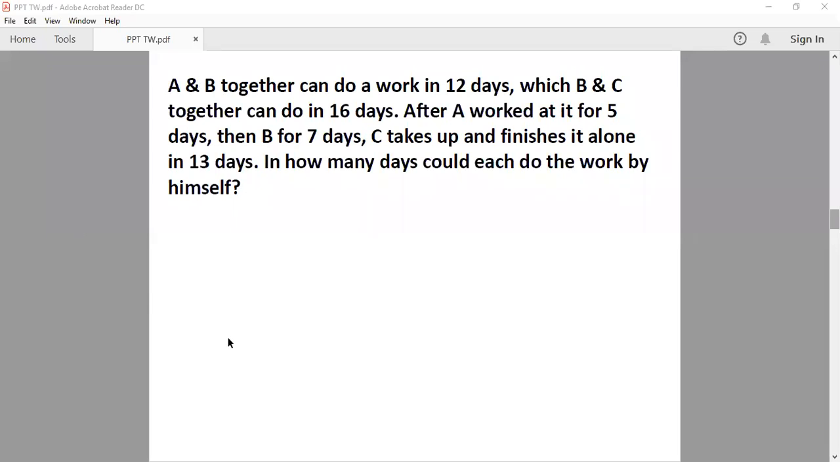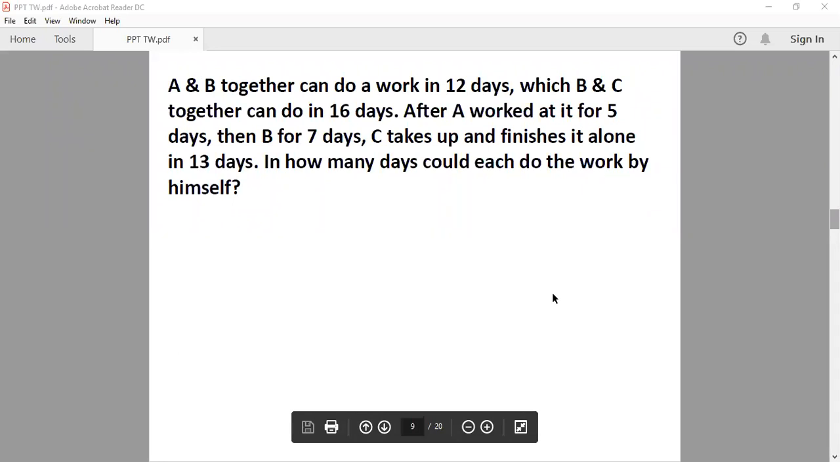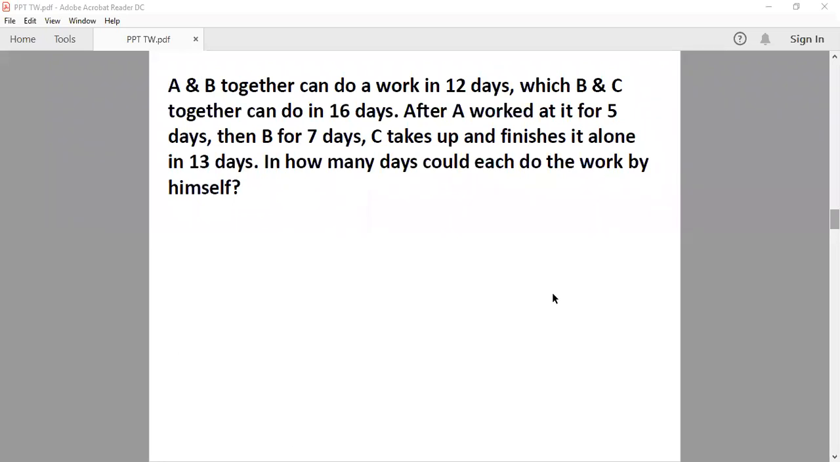Any answer, anyone? Perfect, Shubham. Okay. Now we are given that A plus B can do a work in 12 days and B plus C can do the same work in 16 days. And then nothing else is given.